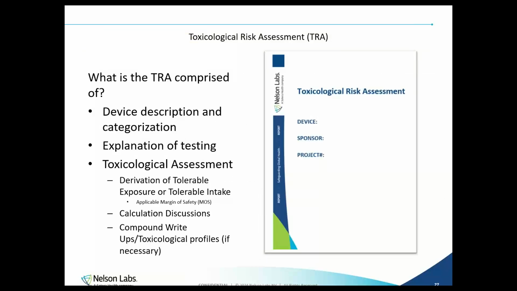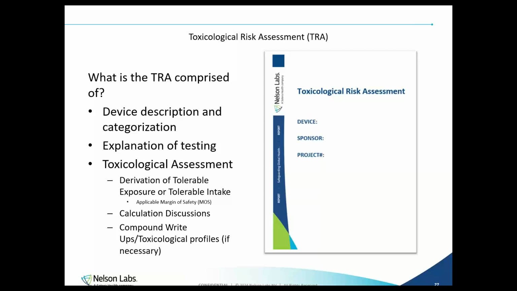Once we have generated results, we can then see what compounds or analytes come off the device, and we can then assess everything all at once with the toxicological risk assessment. We want a relevant toxicological analysis, and I must emphasize relevant, as our end goal is patient safety. Within the toxicological risk assessment, we want to include a device description, categorization, explanation of testing, and then the assessment of all the analytes seen. We assess the particulates, the VOCs, the inorganics, and condensate through E&L in these TRAs.